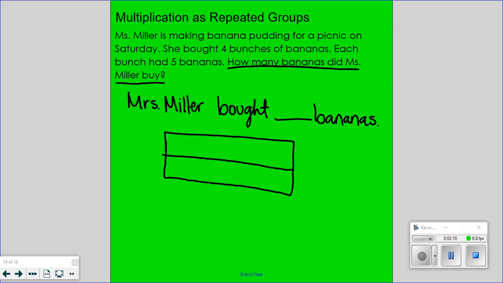Bryson, what am I counting again? Bananas. Do I know the total amount of bananas? No, not yet. Let's put a question mark. I don't know the total or the whole amount of bananas. But I know something. Jacqueline, what's something that I do know? Yep. What else do I know about those bananas?